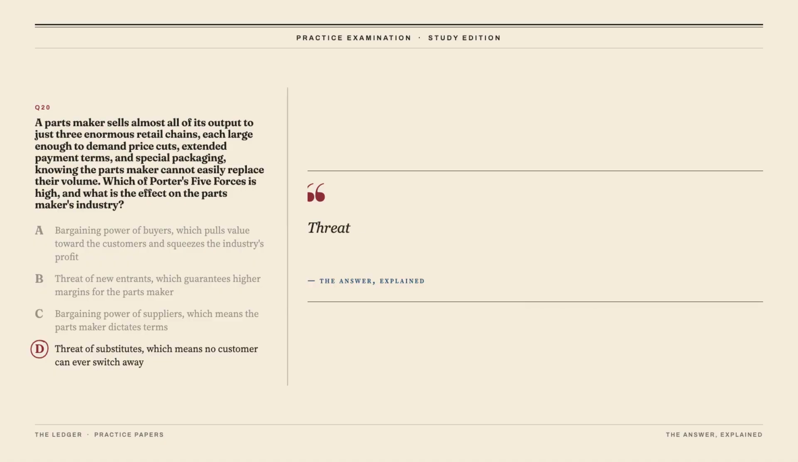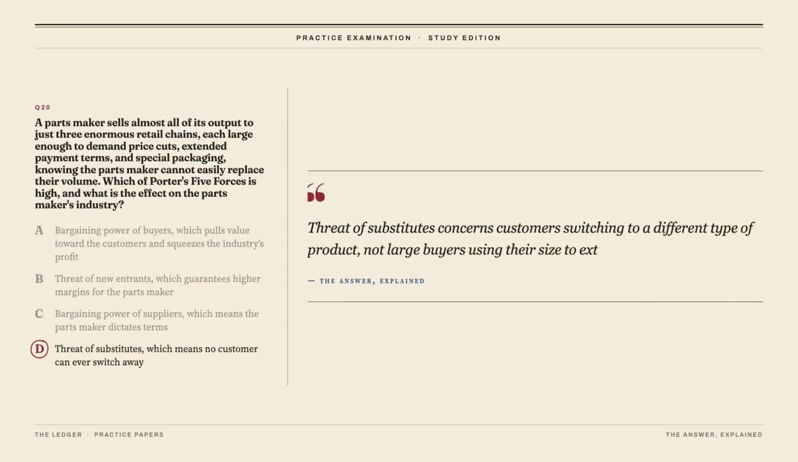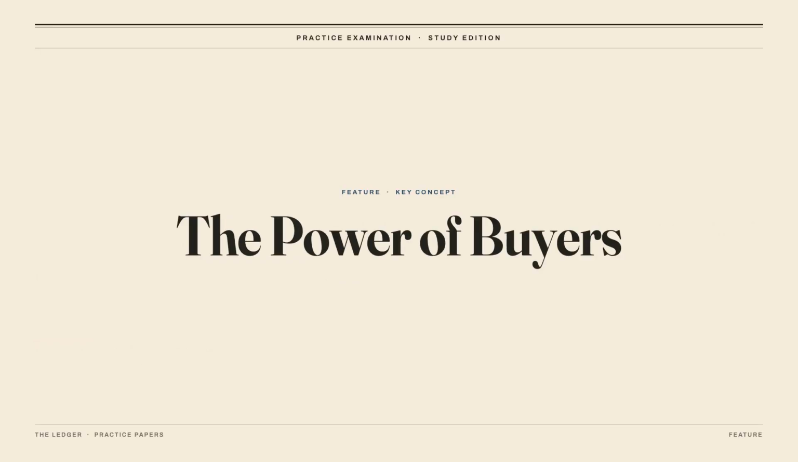D is wrong because threat of substitutes concerns customers switching to a different type of product, not large buyers using their size to extract concessions. When a handful of customers account for most of an industry's sales, they stop being mere buyers and become a force that shapes profitability. Buyer power measures how much leverage customers hold over price and terms, squeezing the seller's margins from the output side.